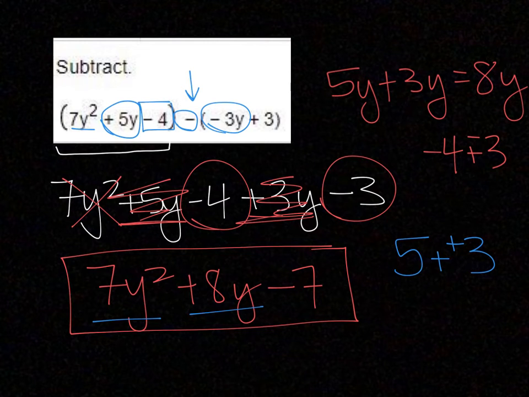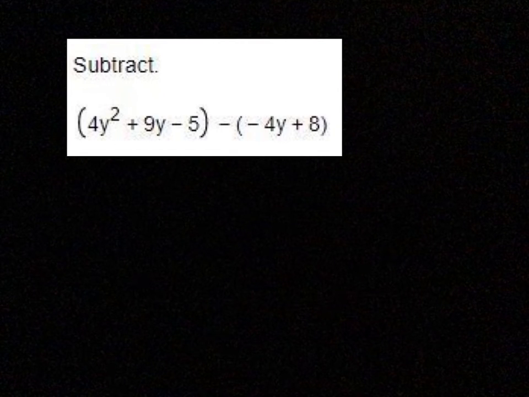And then -4 minus 3. Again, go do, and we still get the -7. So it's just a little less work. All right, so same type of problem here.